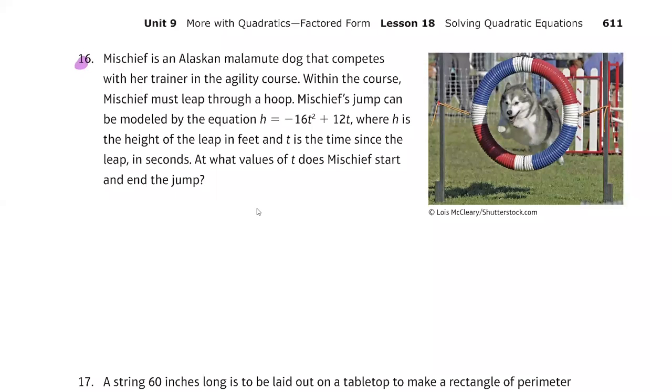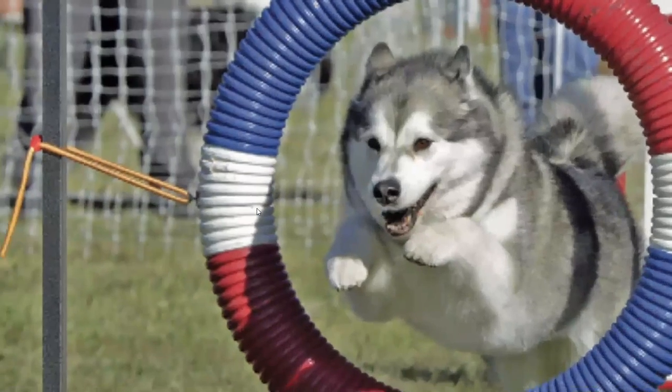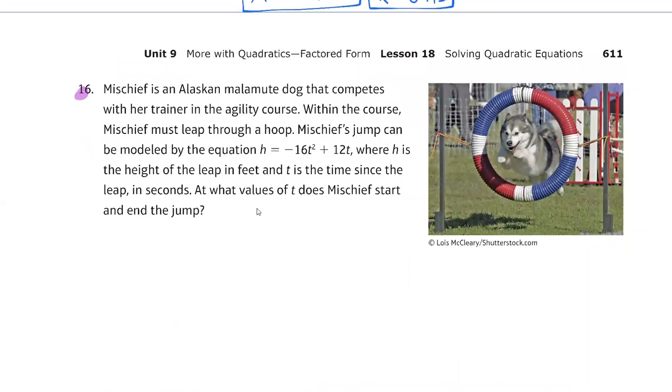Here we are on page 611 in lesson 18, looking at problem number 16. And it reads, Mischief, that's the dog's name. Look at that mischievous face. Mischief is an Alaskan Malamute dog that competes with her trainer in the agility course. Within the course, Mischief must leap through a hoop. Mischief's jump can be modeled by the equation h equals negative 16t squared plus 12t, where h is the height of the leap in feet, and t is the time since the leap in seconds.